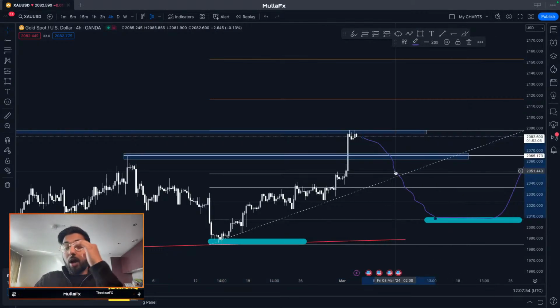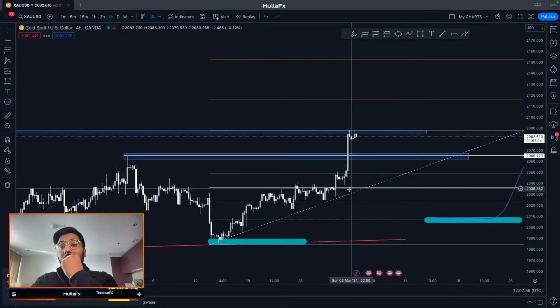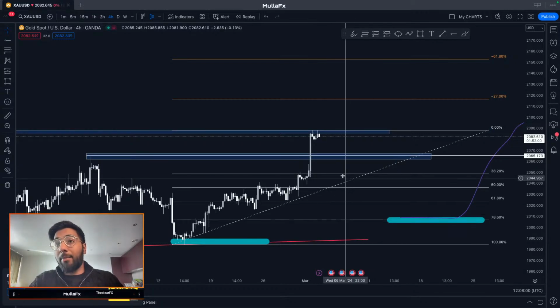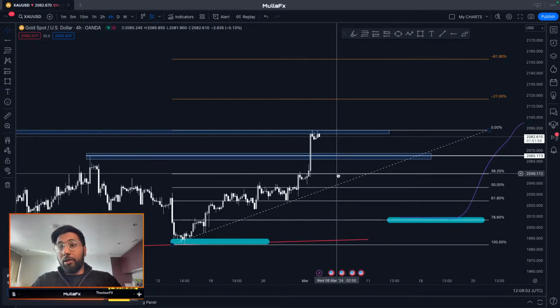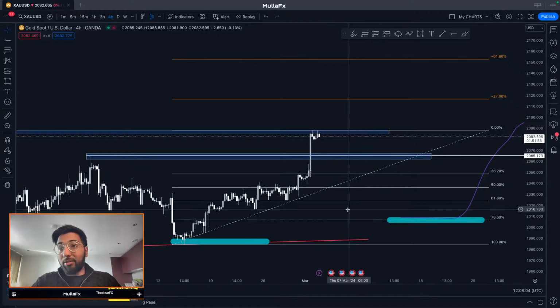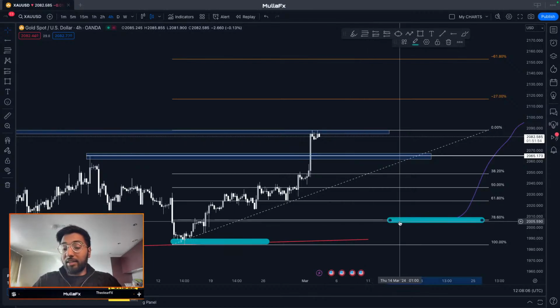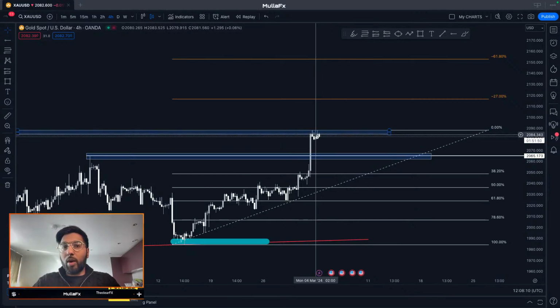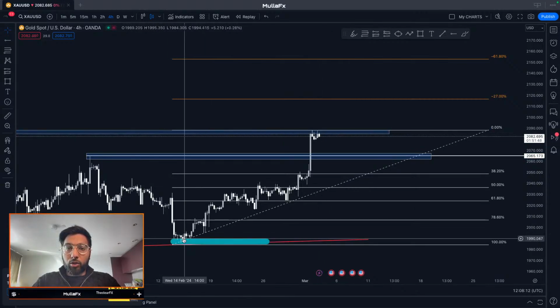I still believe though, that price has to respect my trend line as well. So I'm going to wait for one of my fib levels. I'm going to anticipate either entry points at one of these levels. That's my anticipation. Because gold likes to do this thing where, if you have a look, there was a double bottom here.